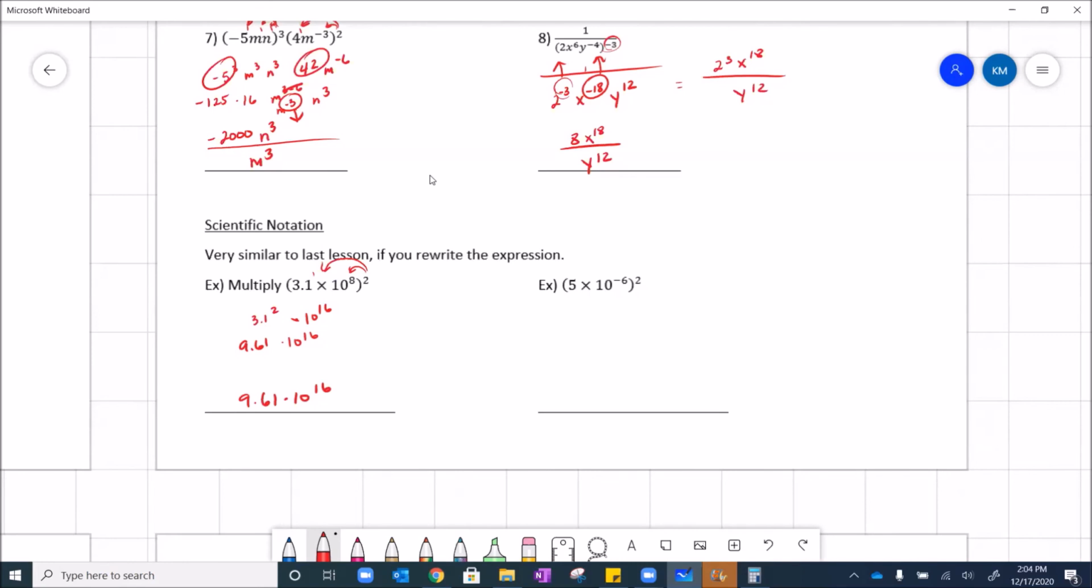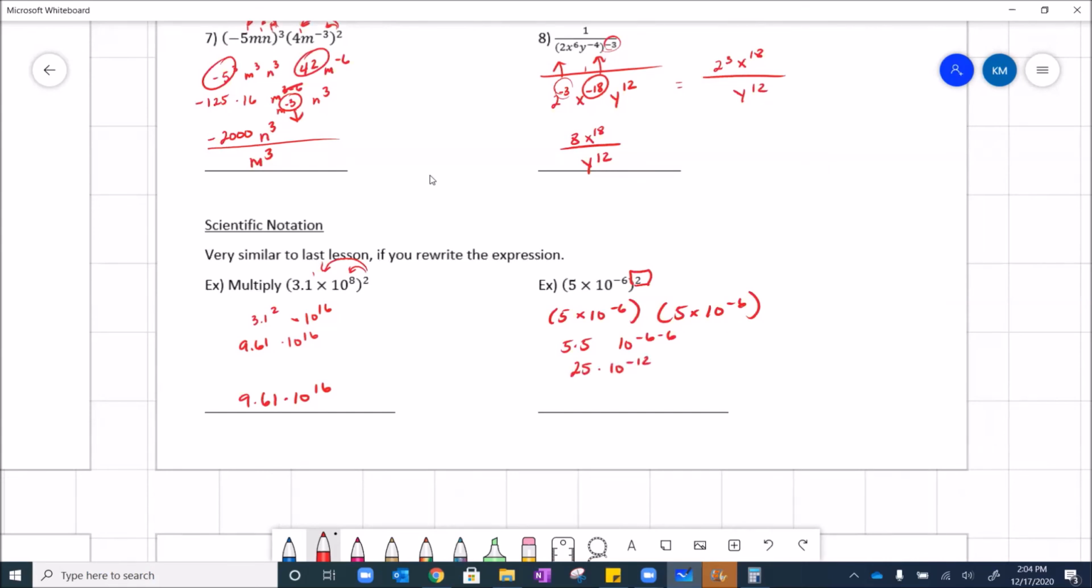The other way that you can do this, rather than using the shortcut, is that you can just say, hey, we're squaring something. That means that we just multiply something by itself. And so I can do 5 times 5 and 10 to the negative 6 times negative 6. And so that gives me, in this case, 25 times 10 to the negative 12.